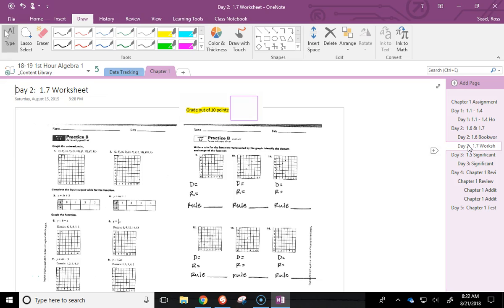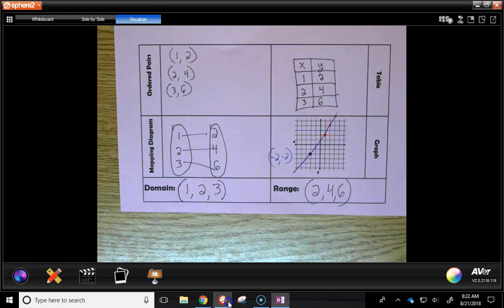Oh, by the way, I have an algebra book that was left in the classroom that's on the safe seat. So if you left yours, let me know.